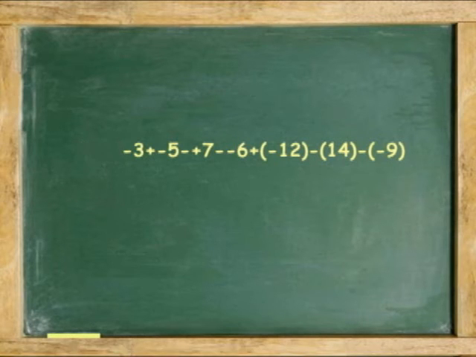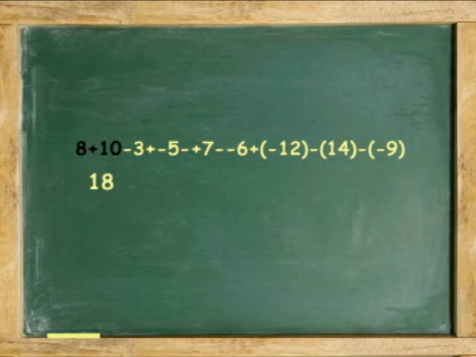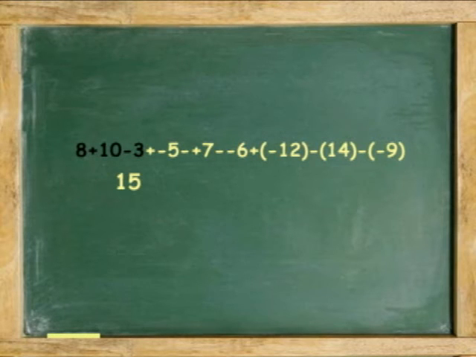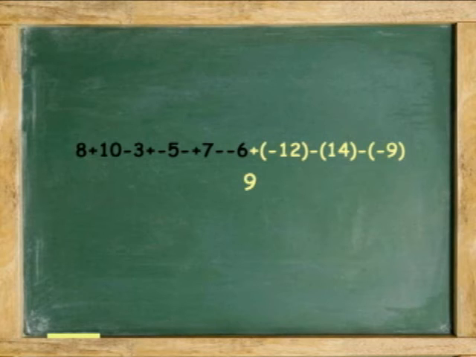Start by adding 8 and 10 to get 18, and taking 3 away is 15. So far, so good. Next, add -5 to 15 and it goes down to 10. Adding bad to good makes it go down. Next, subtract +7 and go down to 3. This time, taking good away makes it go down. Next, subtract -6 and go up to 9. Taking bad away makes it good and goes up.